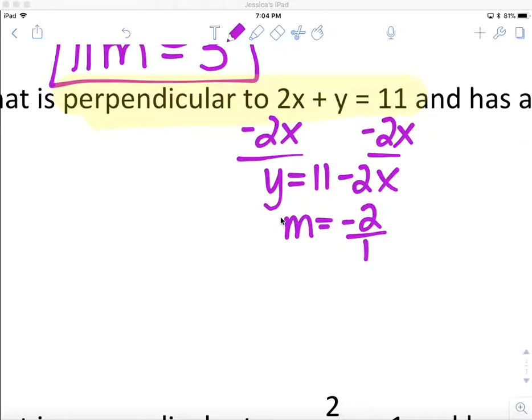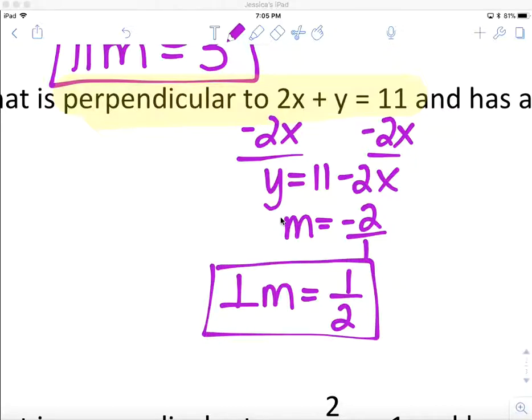I want the perpendicular slope though, so this symbol right here means perpendicular. And perpendicular, here's their story. Opposite reciprocal, that's their glory. The perpendicular slope to negative 2 over 1 is positive 1/2. Because opposite means I change the negative to a positive. Reciprocal means I flip it. All I am taking away from that whole equation is that my new slope is 1/2. I don't need anything else.